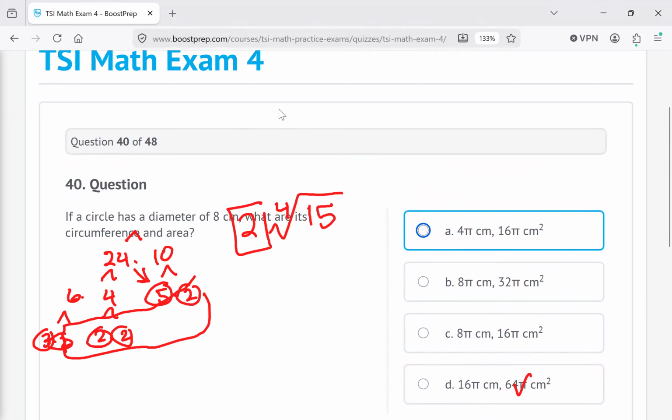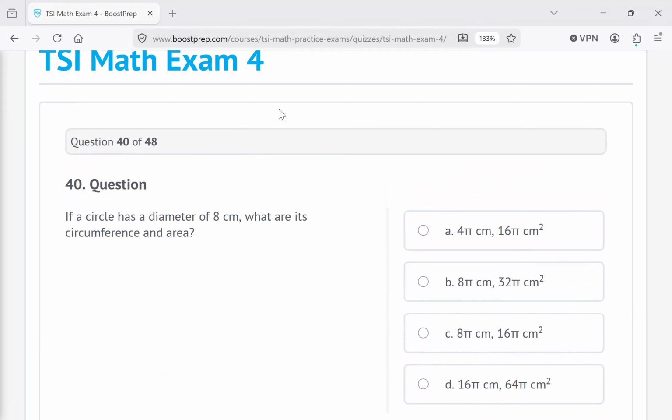If the circle has a diameter of 8 centimeters, what is its circumference and area? So it's something you need to know. The circumference of a circle is 2 times pi times radius. And then the area of a circle is pi r squared. Do we have the radius? No, we have a diameter that is 8. The radius is half of that, which is 4.